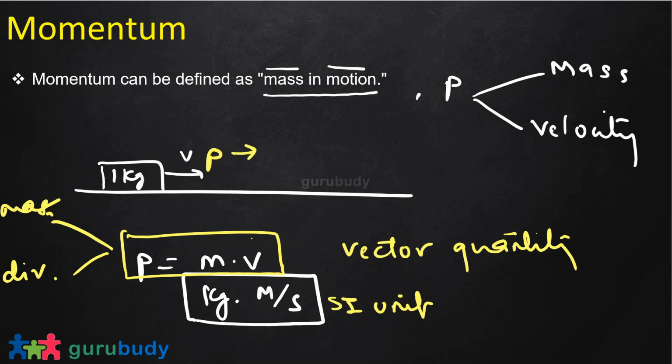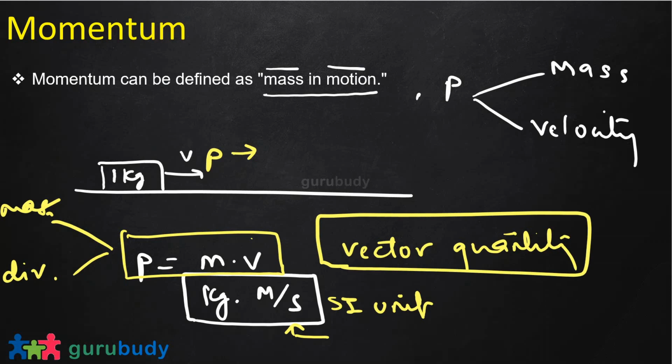So three things we have learned so far: momentum can be calculated by multiplying mass and velocity, the SI unit of momentum is kg meter per second, and momentum is a vector quantity. Formula, unit, and the nature of momentum. Let's look at some examples.